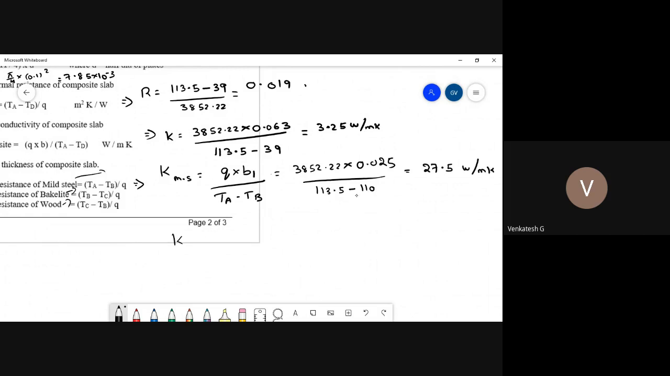In the same way, calculate for bakelite. So Q into, now we need to take the thickness of the bakelite. You can take B2 by, so temperatures for the bakelite, TB minus TC. If you do the calculation, it will be around 1.55 watt per meter Kelvin. And the last one, wood, thermal conductivity for wood. Q into the thickness of the wood. You can take B3 as the thickness, TC minus TD. So the thermal conductivity will be around 3.22.